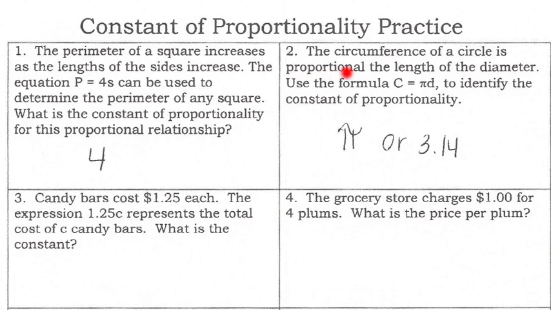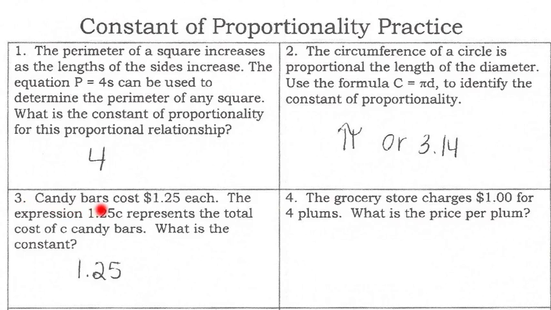Number 2, the circumference of a circle is proportional to the length of the diameter. Use the formula C is equal to pi times diameter to identify the constant of proportionality. Again, you look at the coefficient. The coefficient here is pi, so you can write pi or 3.14.